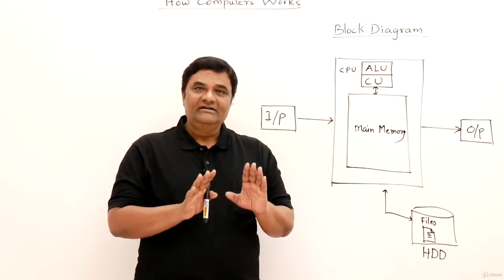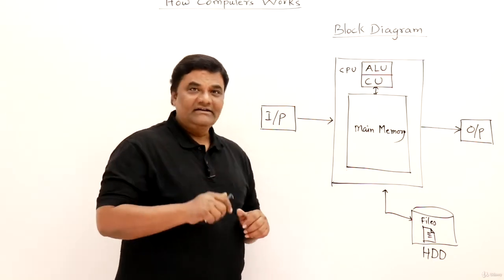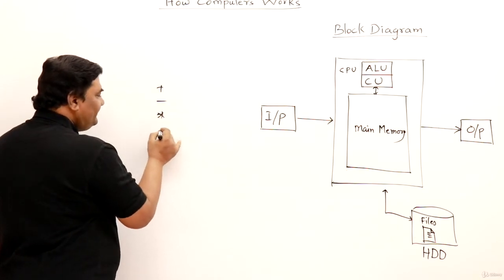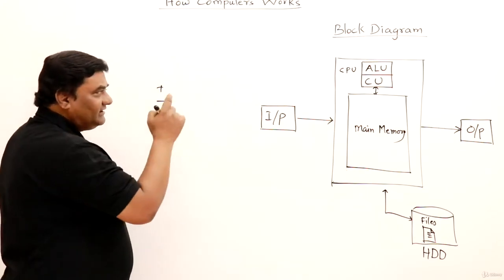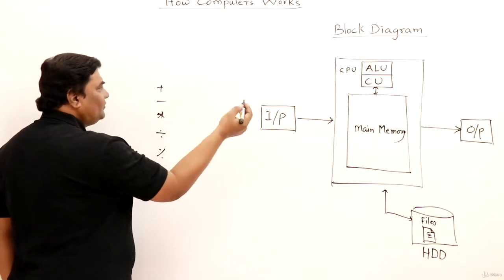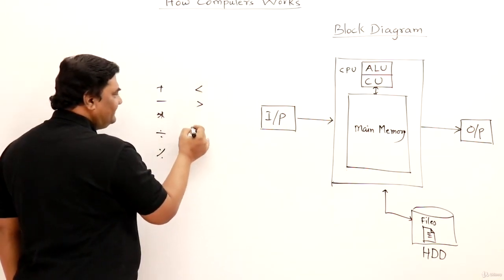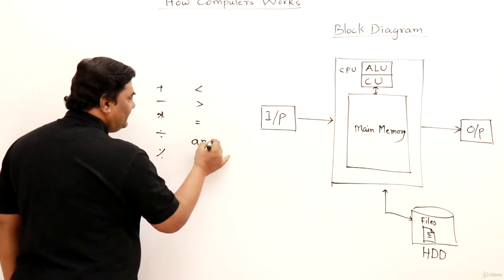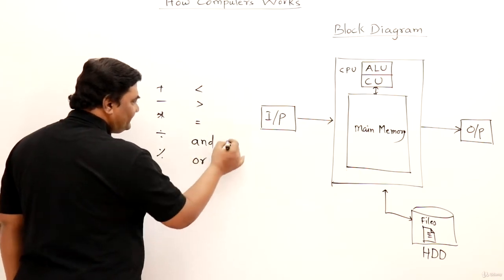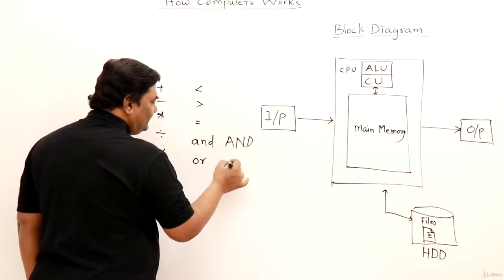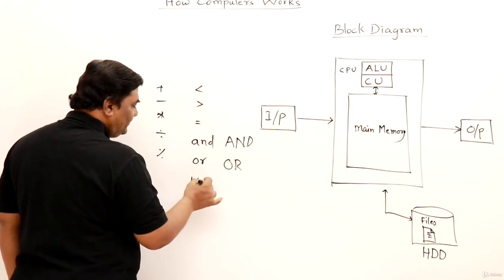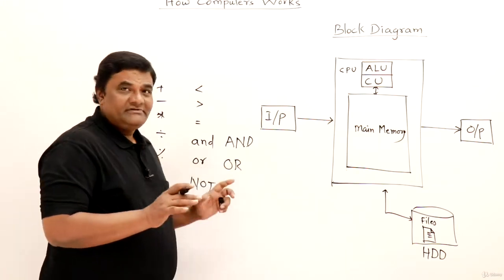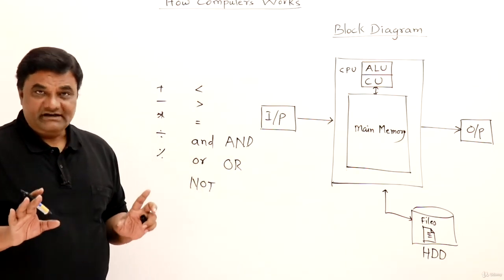So a computer can perform basic operations like arithmetic operations such as addition, subtraction, multiplication, division, or modulus. Then under logical operations, it can compare two numbers. So it can compare less than, greater than, or equal to, and also it can perform logical operations AND, OR, as well as NOT. So these are the logical operations basically. So it can perform just these basic operations, right?